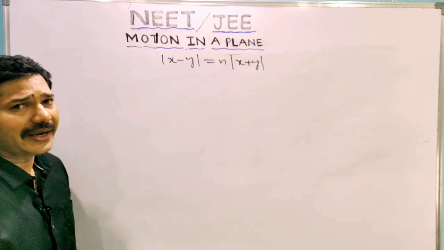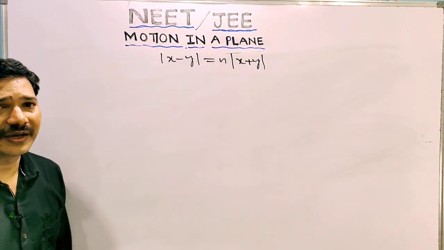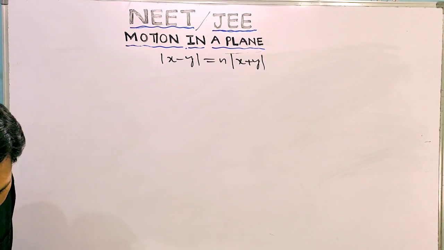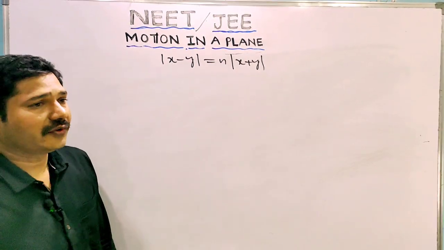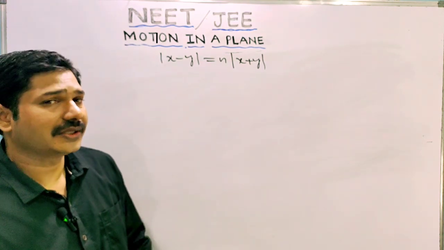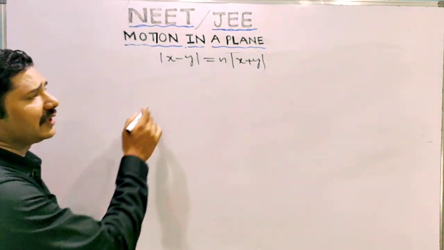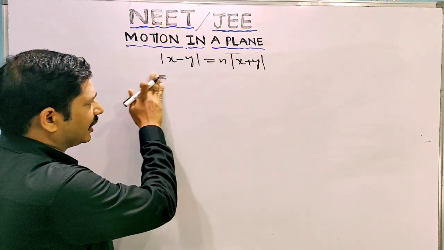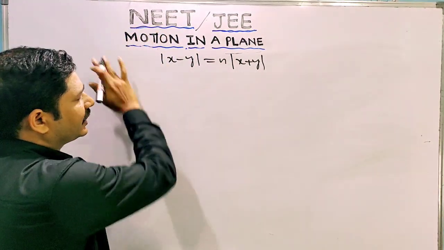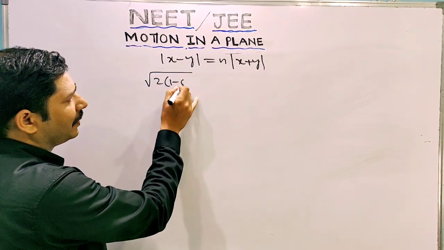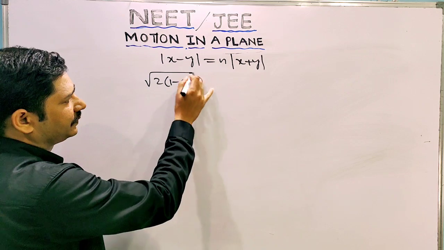So x minus y, what they are saying here also is that both have equal magnitudes. Equal magnitude means I can directly substitute, because the previous question was similar. So what is the formula? 2 sin theta by 2. Otherwise, under root, what we got? 2 into 1 minus cos theta we got.